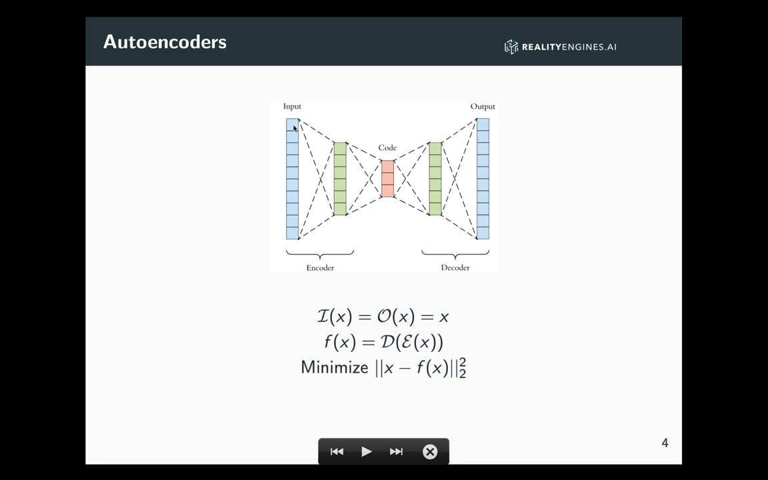And depending on the application, we want this output to match the input as much as possible. So in other words, the input mapping and the output mapping are just the input itself, x. Why is this useful? Well, if we go back to the example of dimensionality reduction with principal components analysis, this can be used for exploratory data analysis. It can be used for image compression.